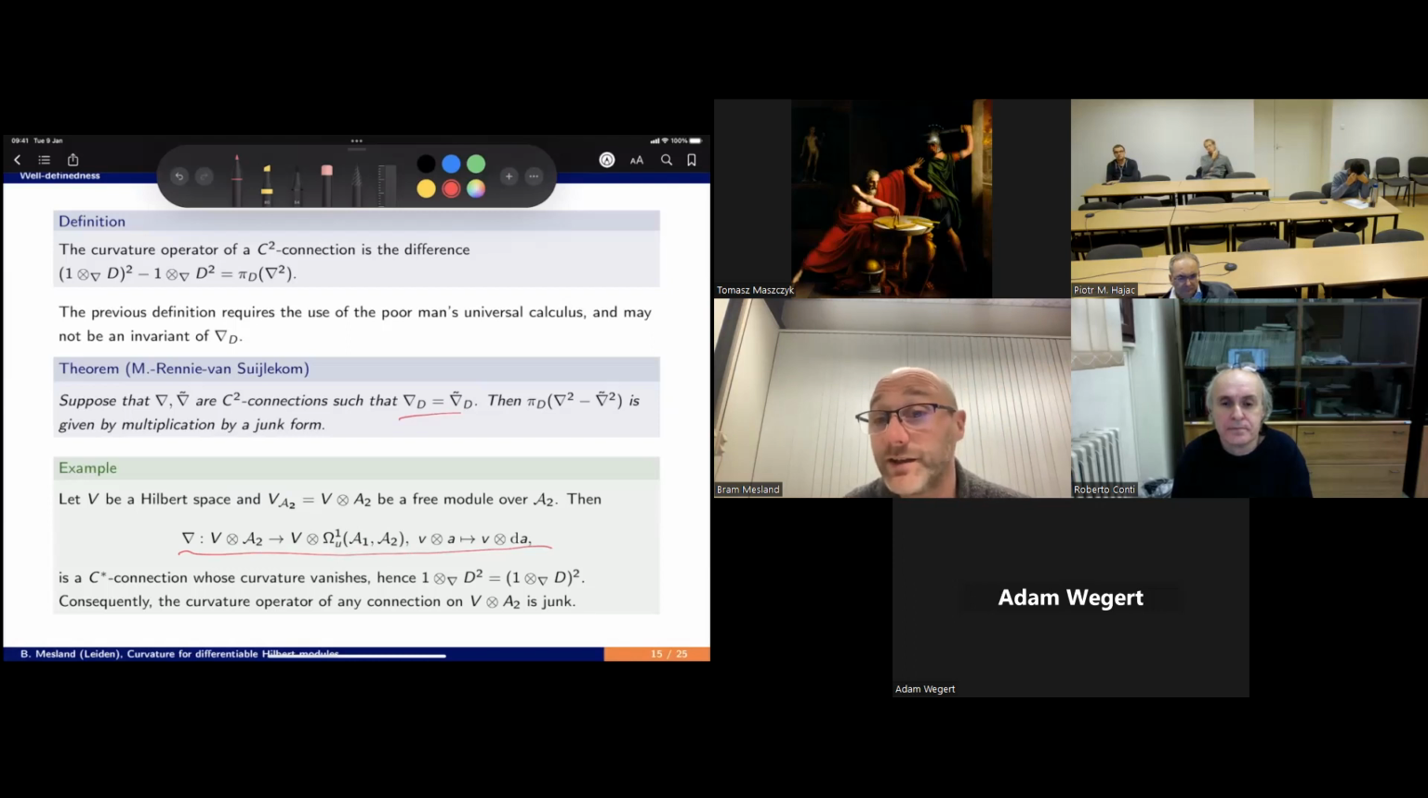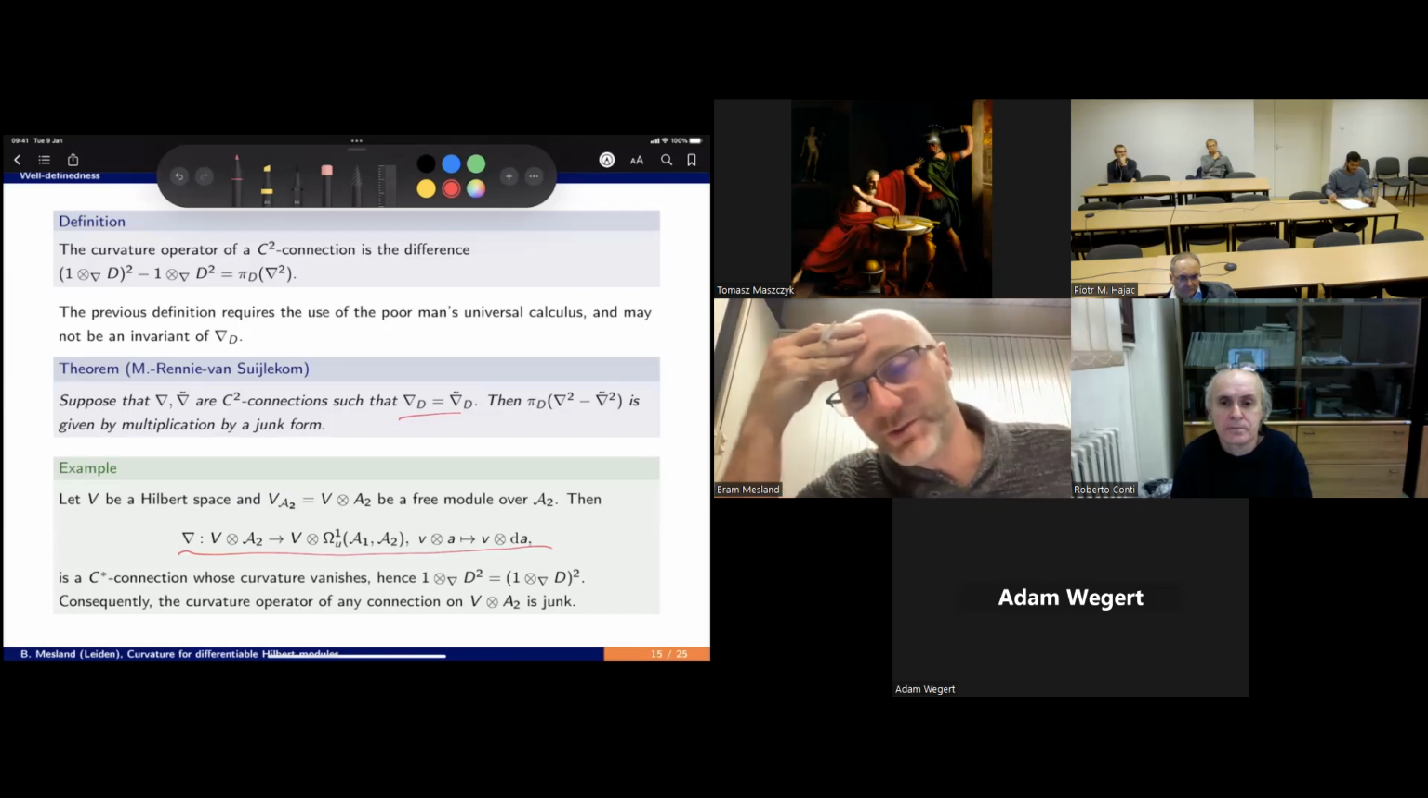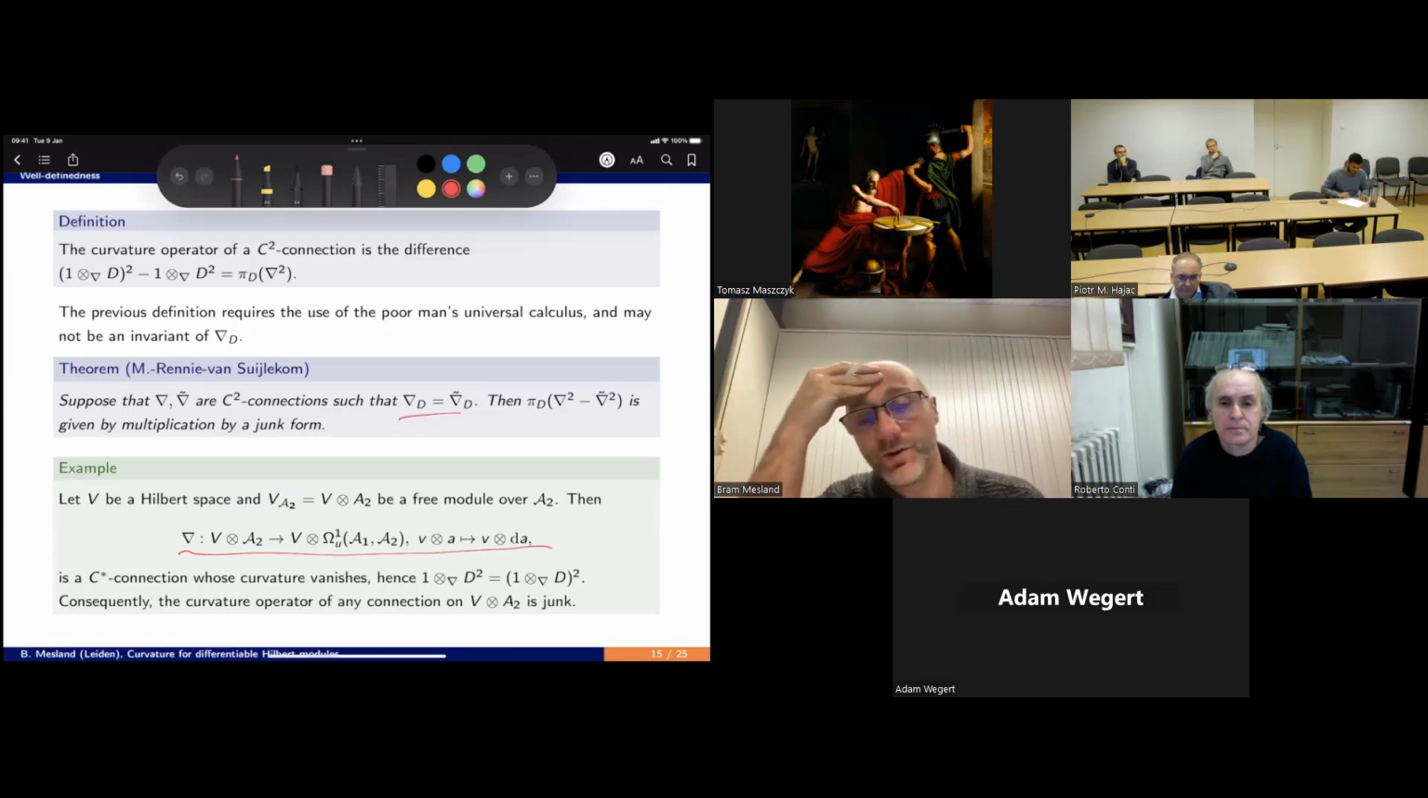That's not surprising, because if you compute what these lifts are, then in the free module picture, they are just diagonal matrices, both of them. So there's no curvature and they're the same. If I now take an arbitrary connection on this type of free module, so this means that I could add some one form, then this result shows that if you compute the curvature operator of an arbitrary connection, then it will always be junk.